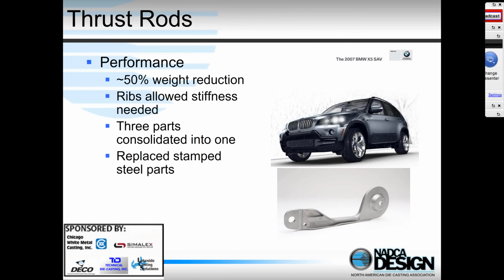Back to conventional die casting. This is a thrust rod for a BMW X5. Certainly BMW and Audi in Germany have been very aggressive in the use of die casting in cars for weight reduction and for cost reduction. And so here they were able to get a 50% weight reduction by replacing steel parts. And they also consolidated 3 steel parts into a single die casting, and that's one of the advantages. I think we'll talk about that as we go on through the webinar series, either next week or the following week.